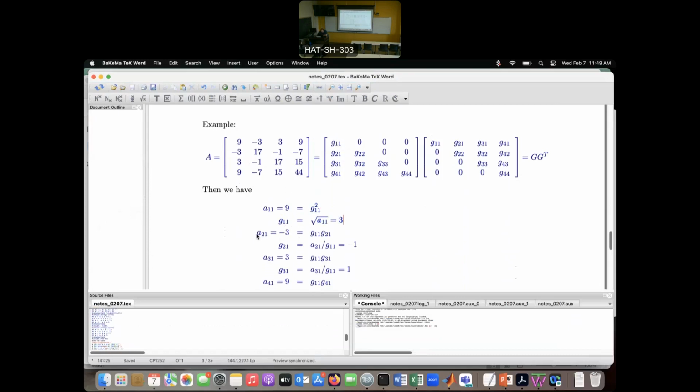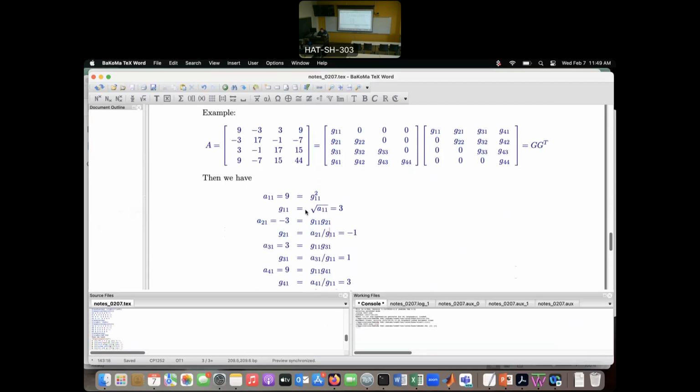Next, we'll go down the column, so the 2,1 entry. That's equal to -3. So we'll go across the second row and down the first column. But again, we have all these zeros here. So really, it's just this one product, G21 times G11. So this is the relationship I have for the 2,1 entry. But G11 is known already. I just computed it. So now I can just divide and solve for G21, and I get -1.